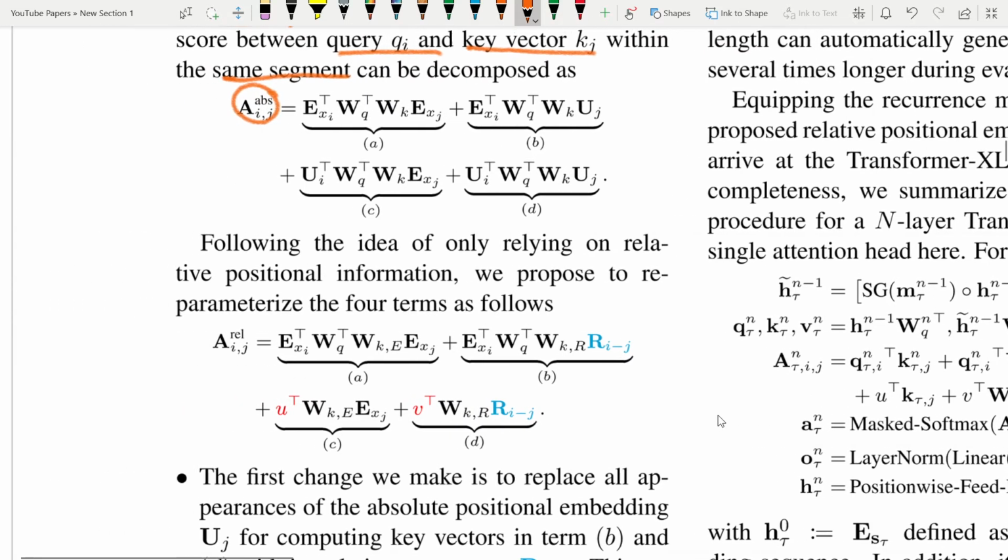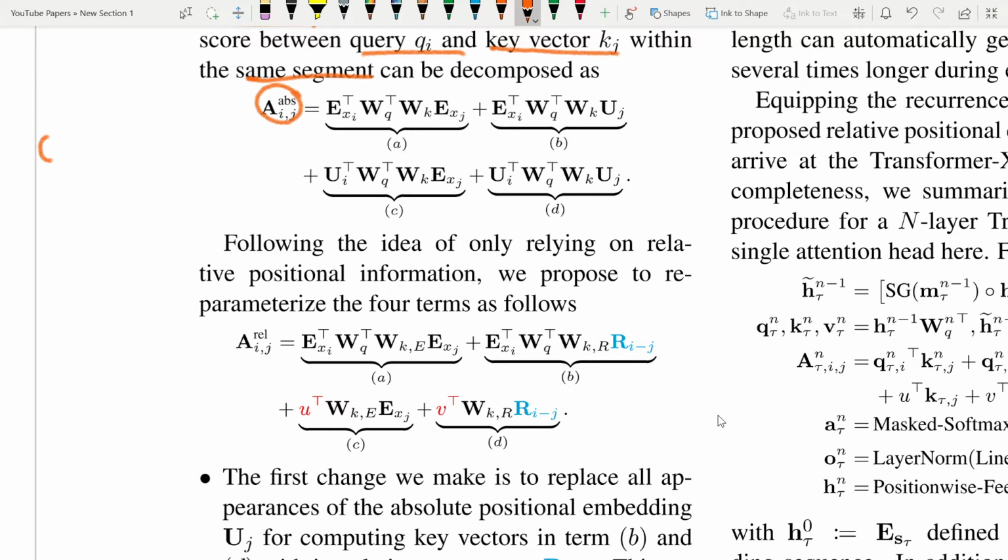I'll just write it. Absolute i and absolute j are being used, so it would have been (Exi plus Ui) times WQ transpose, and WK, please forgive me for the transpose parts, times (Exj plus Uj). Why am I adding these two? Because the positional encoding is added to the initialized word embeddings, and on top of that you have the query weight matrix and the key weight matrix.